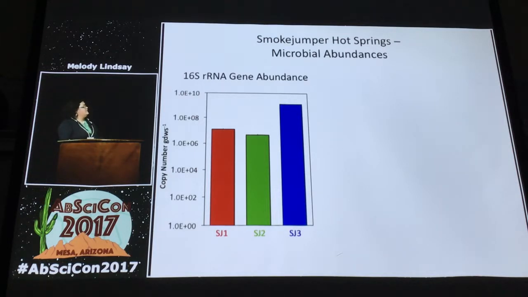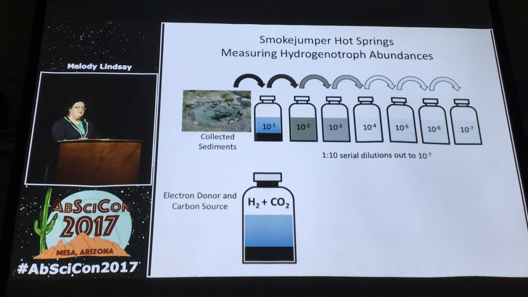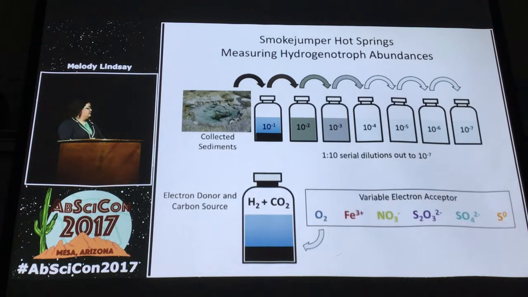But I not only wanted to quantify biomass, I wanted to quantify active hydrogenotrophic cells, so cells that were capable of conducting hydrogen oxidation. And so to do this, I conducted a serial dilution enrichment experiment on the collected sediments from all three of the Smokejumper springs. I provided these enrichment dilutions with hydrogen as the electron donor, CO2 as the carbon source, and varied the electron acceptor that these hydrogenotrophs were coupling with hydrogen oxidation. So these included oxygen, iron, nitrate, etc.